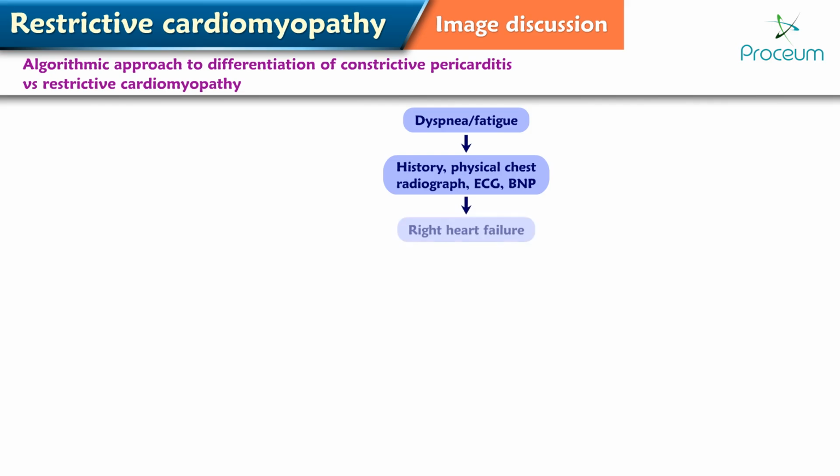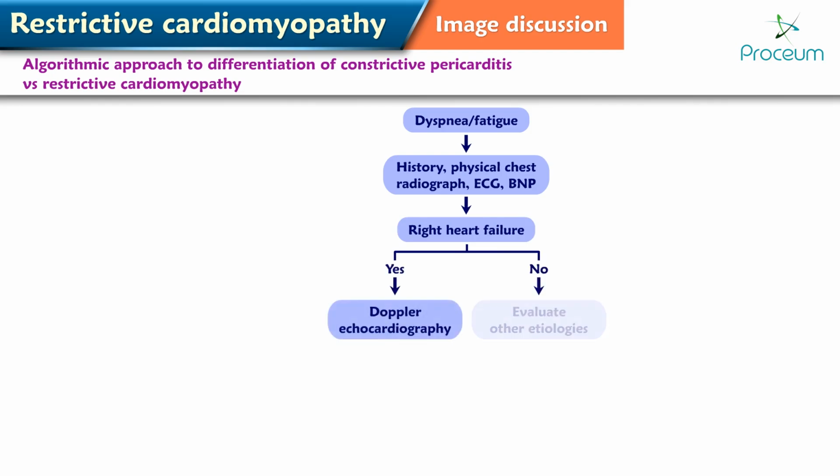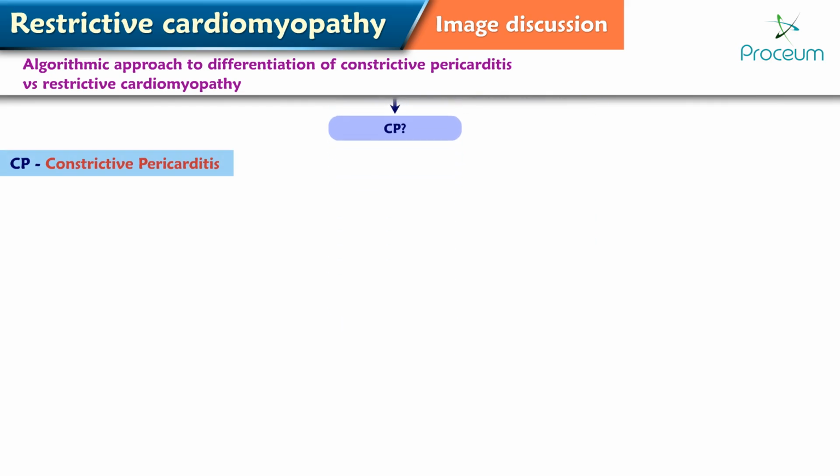Patients presenting with dyspnea or fatigue should be further evaluated in terms of their history and physical examination. A chest radiograph should be obtained, and an EKG and a BNP should also be obtained. If all of these point towards a right-sided heart failure, this should be further evaluated with a Doppler echocardiography. If not, then evaluate for other etiologies. If the echocardiography shows evidence for constrictive pericarditis, the patient should be taken for pericardiectomy.